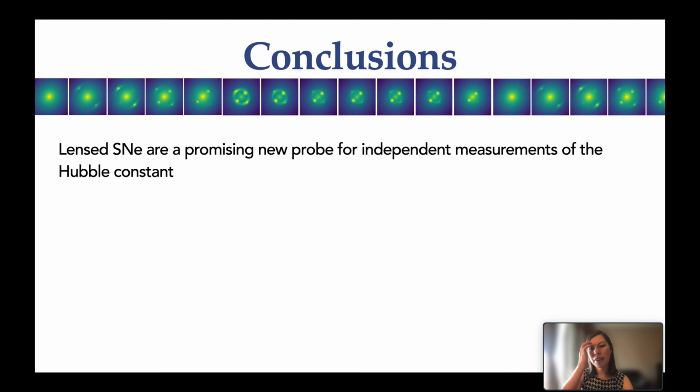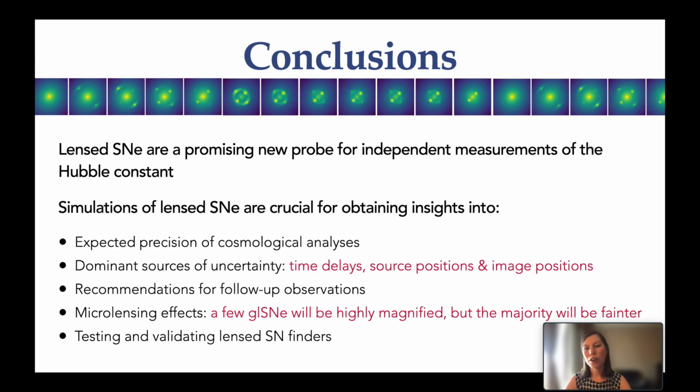So to conclude, lens supernovae are a promising new probe for independent measurements of the Hubble constant. And since our lens supernova observed sample will be very small for the next coming years, simulations are crucial to obtain new insights into the expected precision of cosmological analysis and the dominant sources of uncertainty. So in our simulations, we found that the time delays and the source position for doubles or the image positions for quads are the main sources of uncertainty.